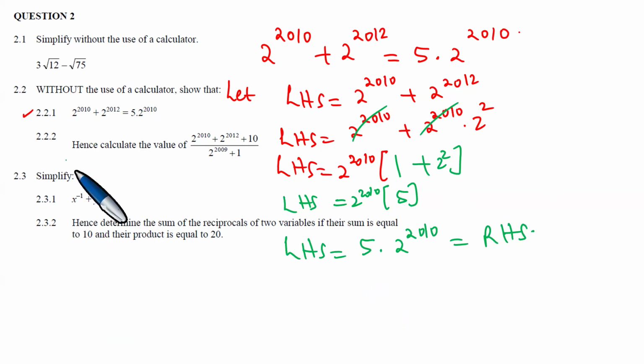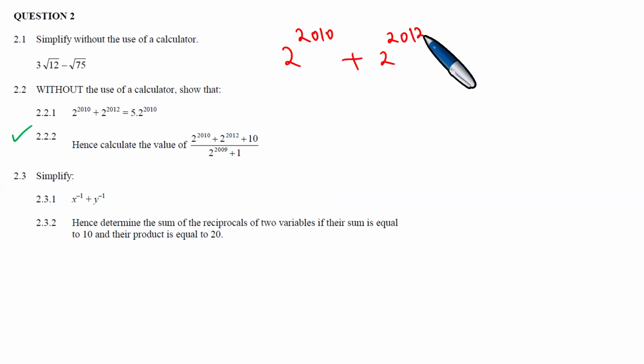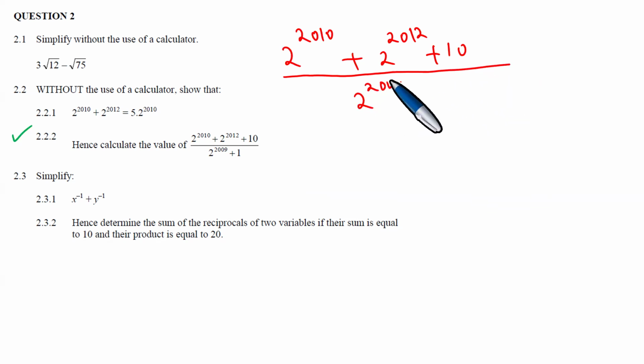Next question. Hence, now we need to do 2.2.2. We need to calculate this one: 2 to the power 2010 plus 2 to the power 2012 plus 10, all divided by 2 to the power 2009 plus 1. Okay, let's do this one now.